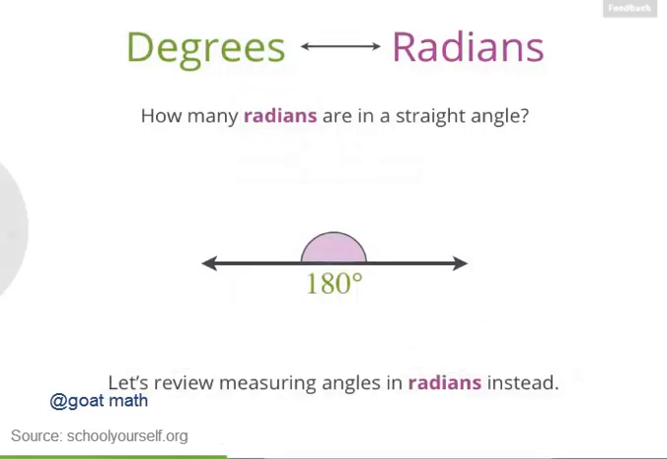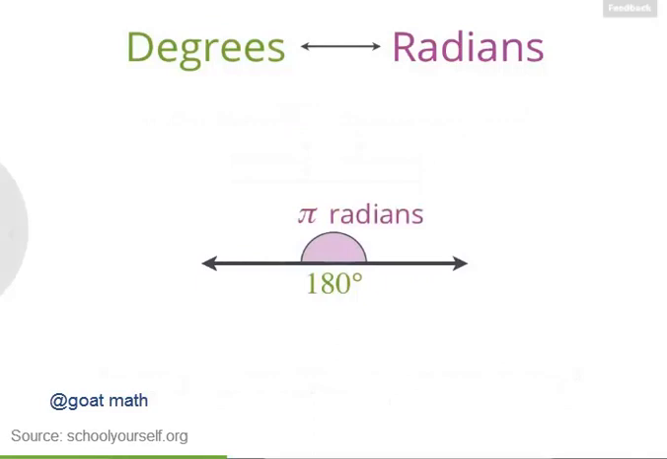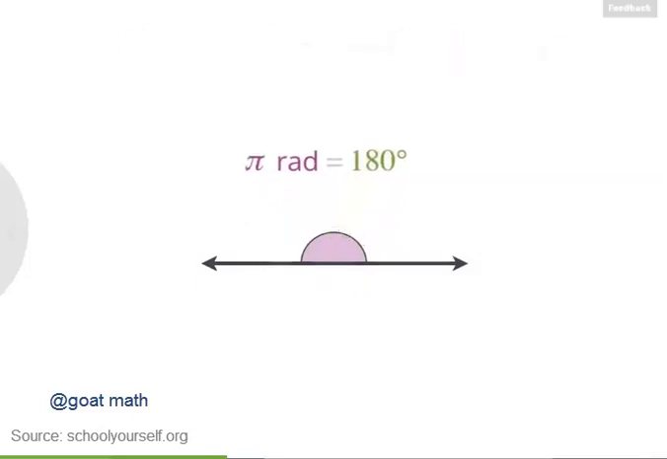Nicely done. A straight angle equals pi radians. By the way, a shorter way to write radians is to just write it as rad. So pi radians and 180 degrees are both the measure of a straight angle. In other words, pi radians equals 180 degrees.